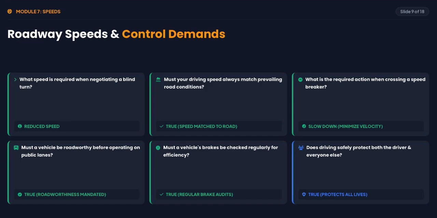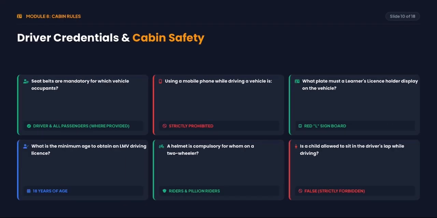Must a vehicle be roadworthy before operating on public lanes? True. Must a vehicle's brakes be checked regularly for efficiency? True. Does driving safely protect both the driver and everyone else? True. Module 8: Driver Credentials and Cabin Safety.